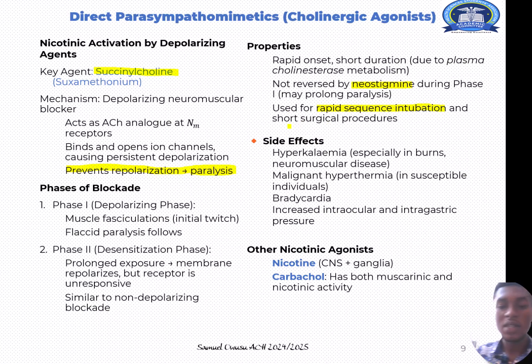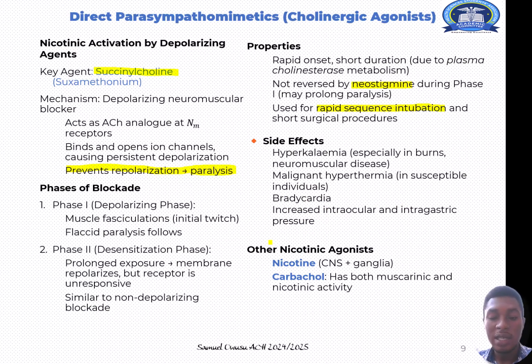The side effects are that it tends to cause hyperkalemia, especially in people with burns. Okay, there is increased potassium levels. It tends to cause malignant hyperthermia and bradycardia, and also increased intraocular and then gastric pressure. So we don't want these side effects.